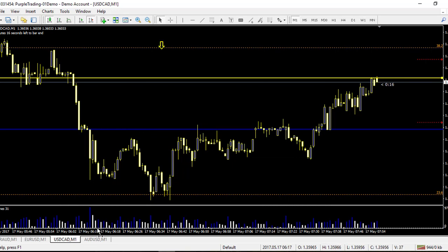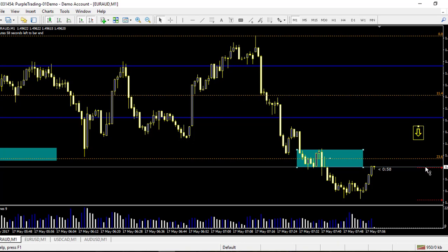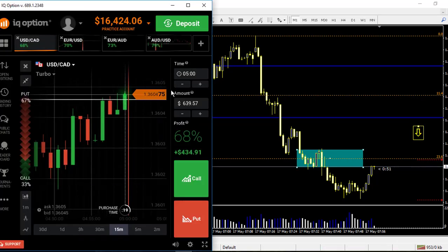I know 5 minutes is easier to take, and it's just that I adapted my strategy to the 1 minute chart for now, and it works quite well. So after, if it's too short for us, we can go on 5 minutes. So Euro odd sound again. Maybe we are late. So Euro odd, it will be a put for 1 minute.